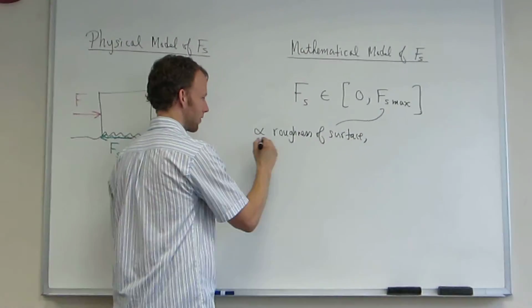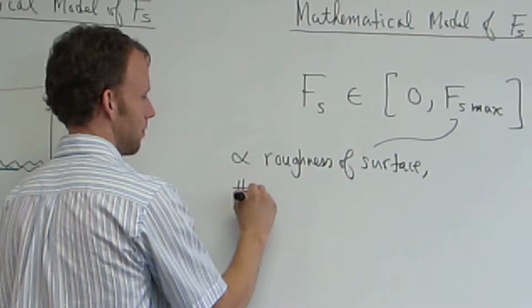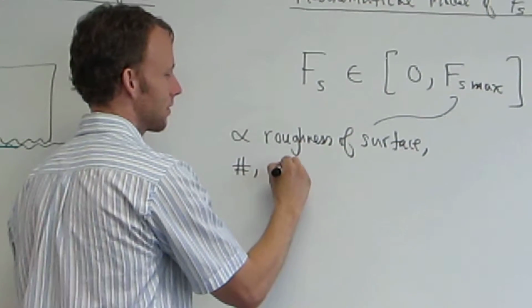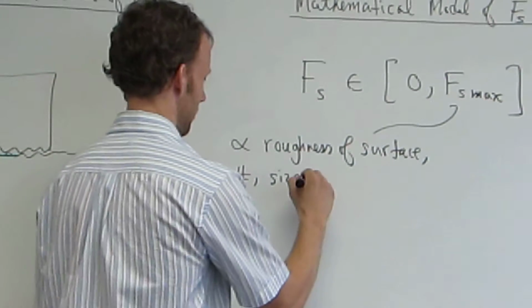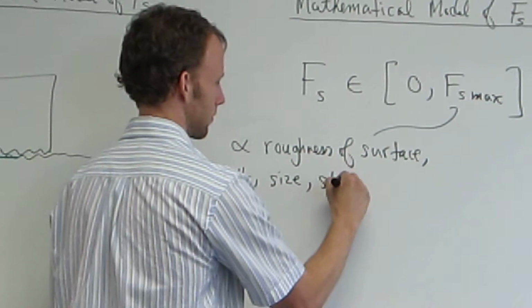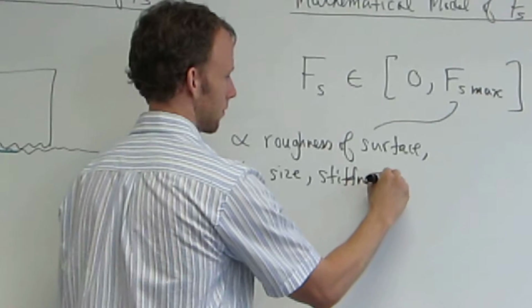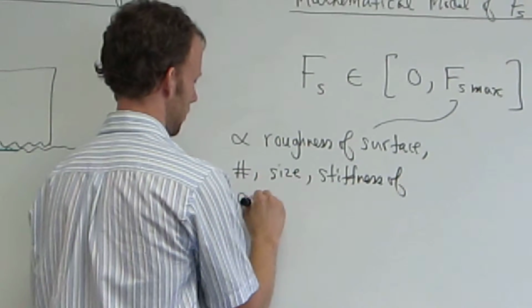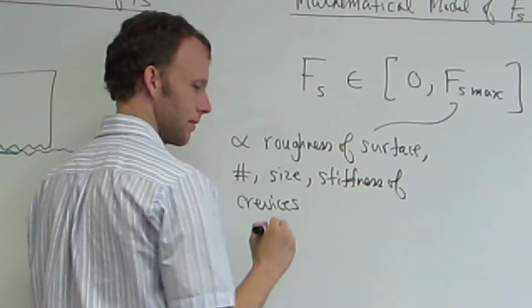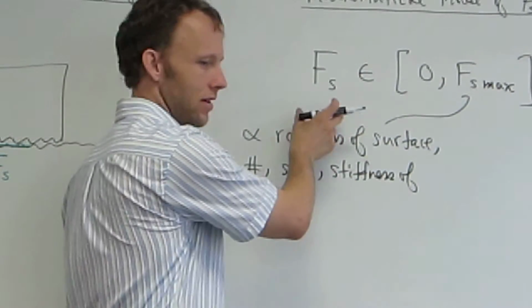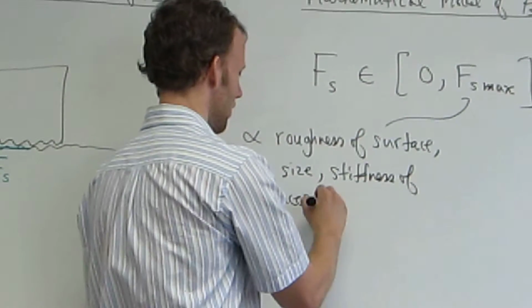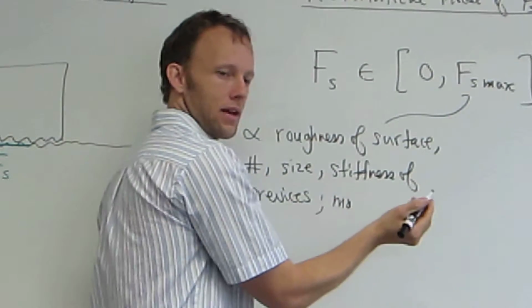Which in turn reflects basically the number, size, and stiffness of the crevices that are in contact with each other. We have a single mathematical parameter that characterizes the roughness of a surface, and we call that the coefficient of static friction.